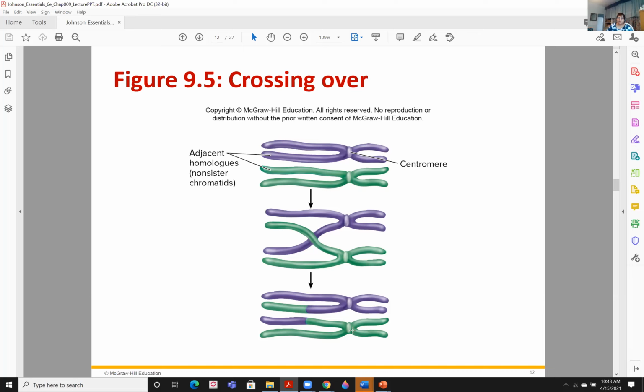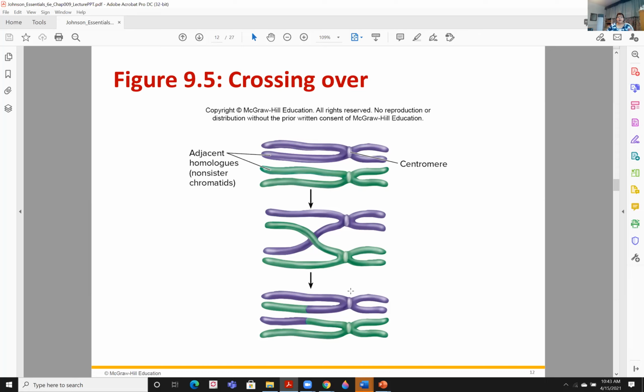Even though these are duplicated chromosomes, let me go back to the top picture. The purple is in a duplicated state. The green is in a duplicated state. So you have two purple sister chromatids and two green sister chromatids. But the green ones are not sisters to the purple ones. They're homologs, but they're not sisters. To be a sister chromatid, you have to be on the same chromosome.